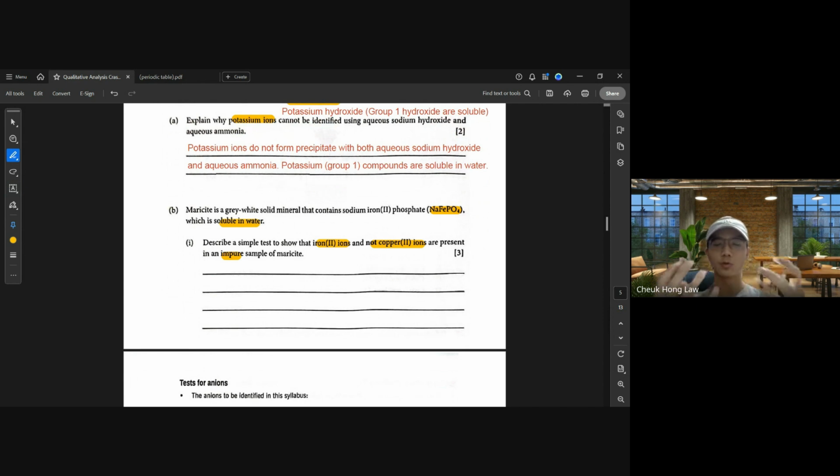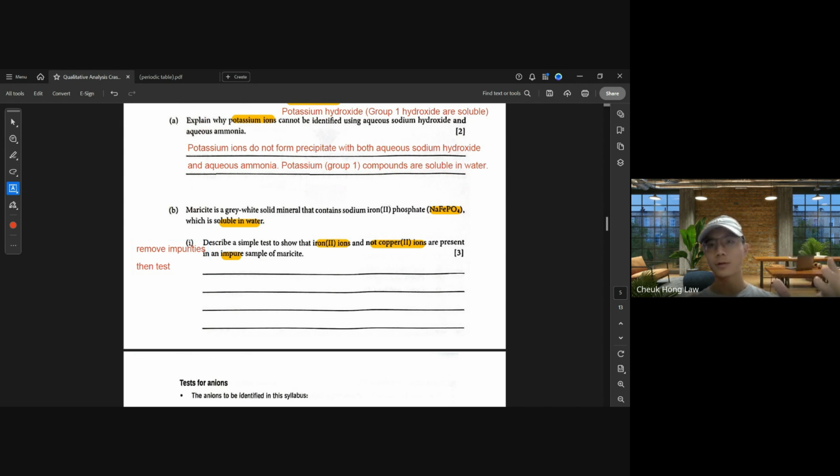So we have to do a test to prove it, right? And another keyword is this is an impure sample of maricite. That means we have to remove the impurities before we test for the iron 2 ions. Okay, we have to remove the impurities first, then we can test. So how do we remove the impurities? Over here it says that sodium iron 2 phosphate is soluble in water. Okay, so we can actually dissolve it.